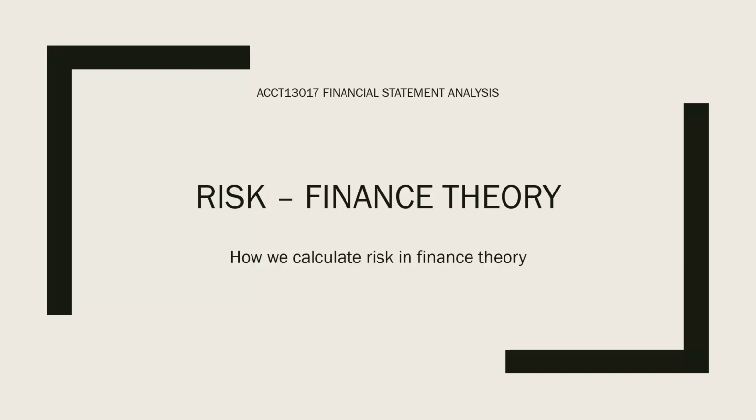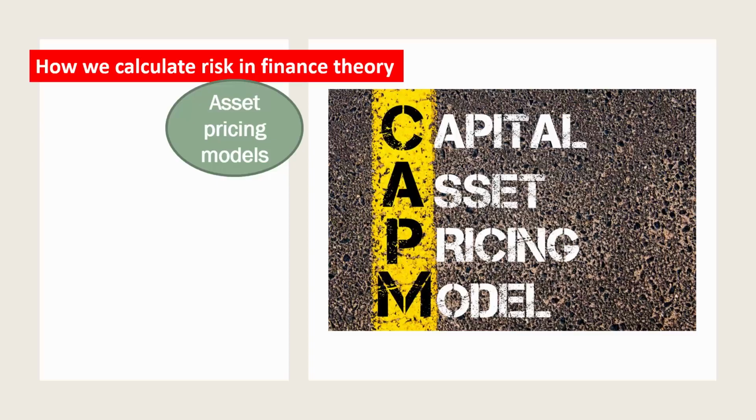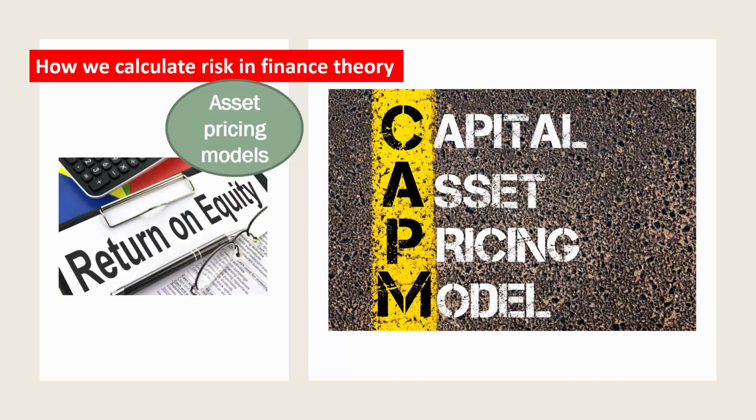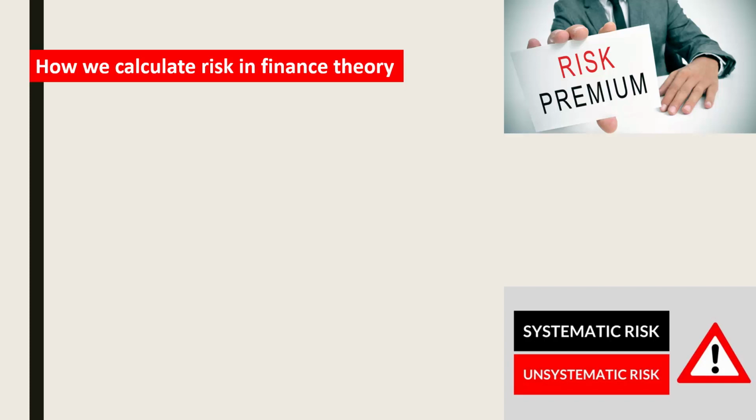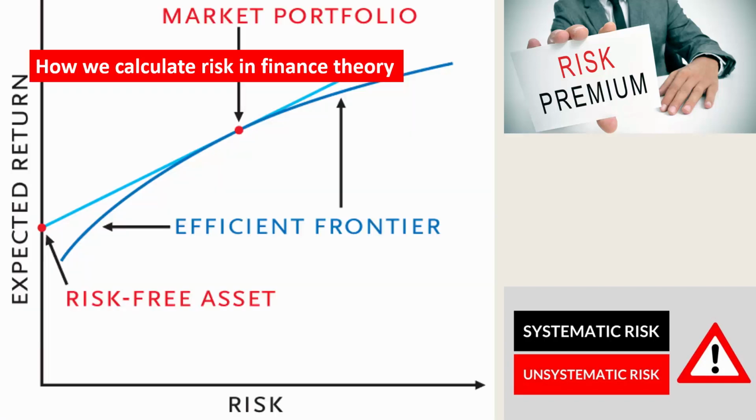Are you wondering about how we calculate risk in finance theory? In this video, we will look at how we use beta in finance theory as a measure of risk. In finance theory, asset pricing models are designed to calculate a required return for an equity investment in a firm. They do this by calculating the risk premium for an equity investment based on its sensitivity to the systematic risk of a fully diversified market portfolio, called its beta.